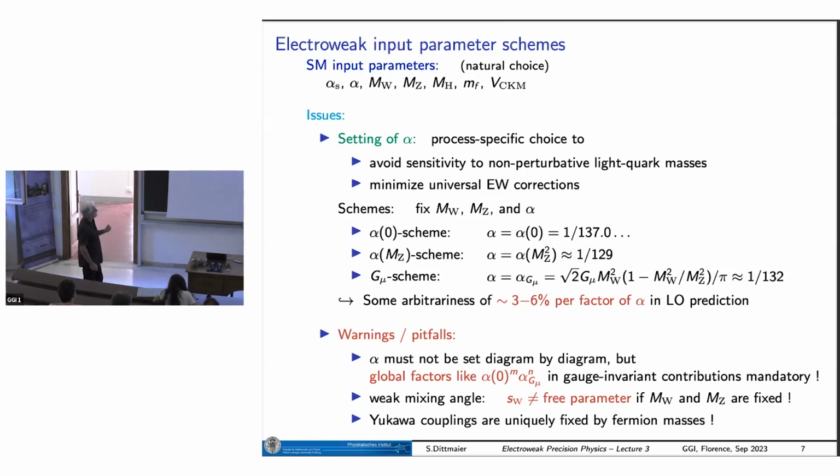And this is what we typically call the choice of input parameter scheme. Do I take alpha of 0 as an input, alpha of mZ, or I can even take G mu, because I can solve the relation between the Fermi constant and the rest of the Electroweak parameters. I can also solve it for alpha, and this is what we call alpha G mu. If you do that, you will find it's something in between, something like 1/132 or so, which is something like a 3% difference between either of the two values here.